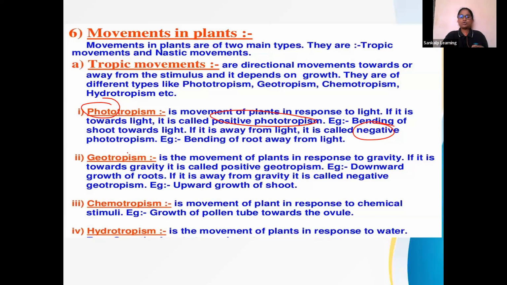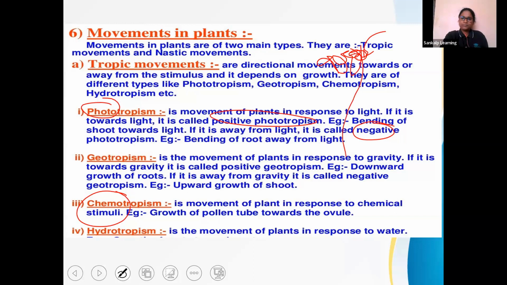Next, we have chemotropism. Chemo means what here? Chemicals. So the movement of a plant in response to chemical stimuli is called chemotropism. For example, growth of the pollen tube towards the ovule. There will be a stigma, the female part of a plant. The pollen grain will come and attach on it, and the pollen tube is formed and goes to the ovary in the female reproductive system of the plant.